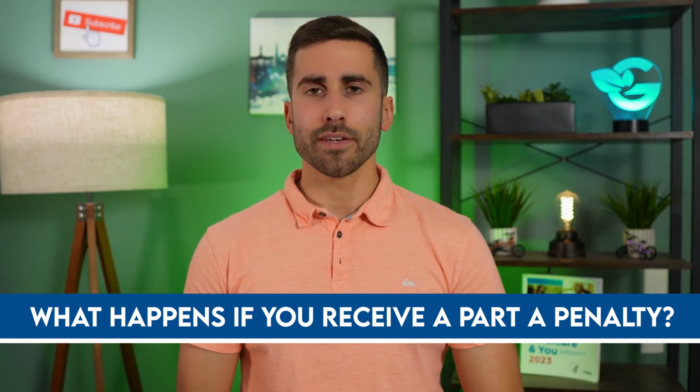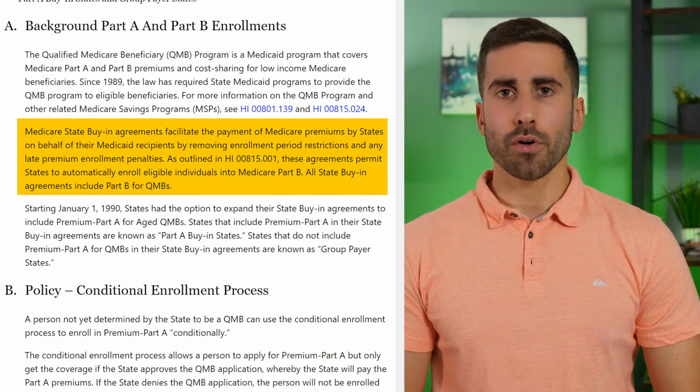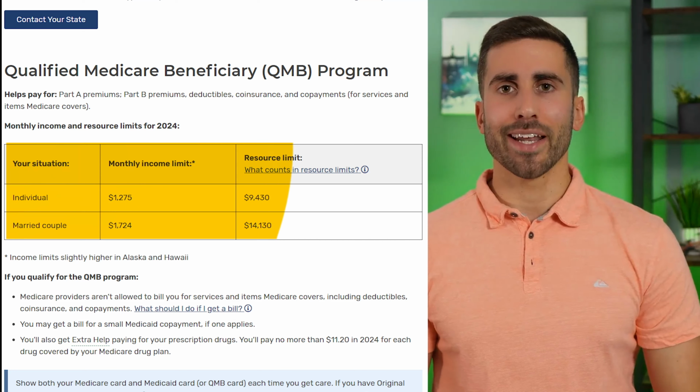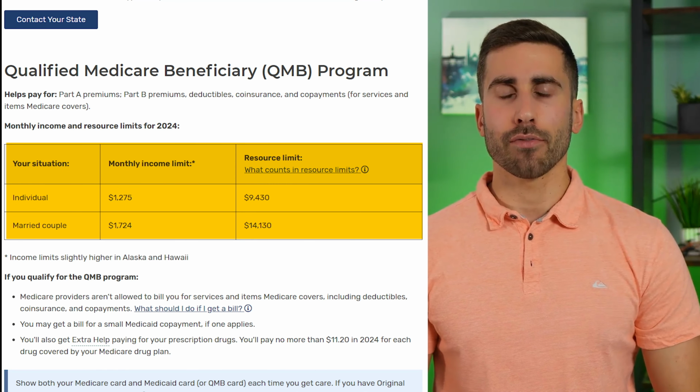But what happens if you end up with a Part A penalty? Well, is there a way out? There is. You can try to apply and see if you qualify for a Medicare savings program, and this has your state's Medicaid program help cover your Medicare Part A premium while eliminating your Part A penalty. Your ability to qualify for this program will depend on your income and asset levels, and not all states' programs will actually cover Part A.